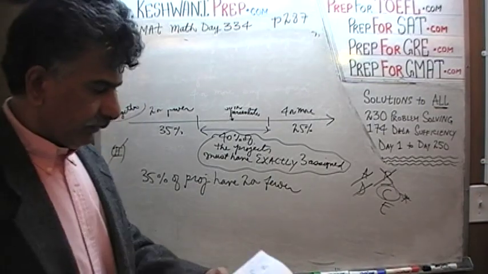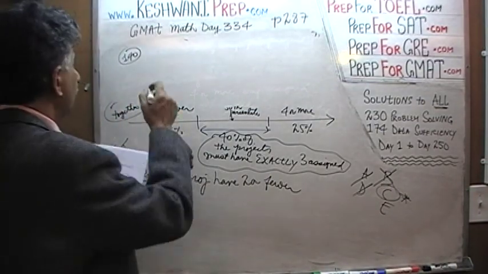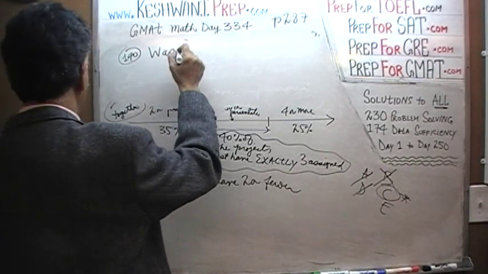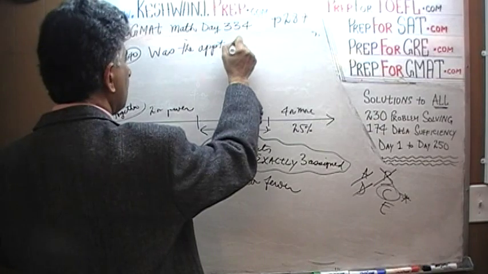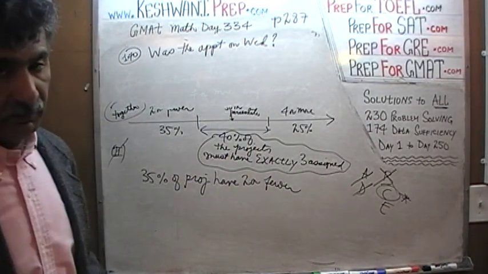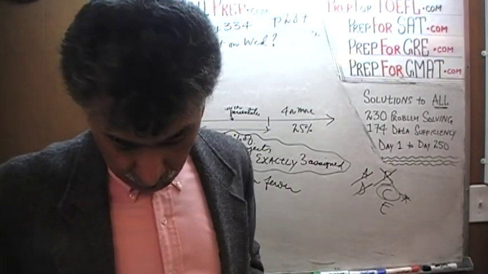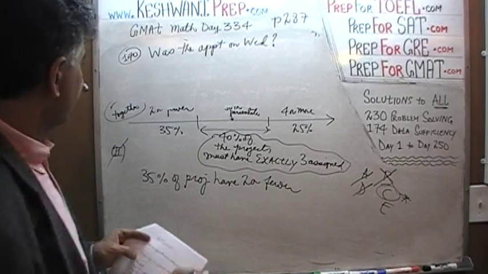Number 140, they're simply asking us, was the appointment on Wednesday? That's all they're asking you. Pretty straightforward question. Was Juan's appointment on Wednesday? Let's see what they tell us in the first statement.